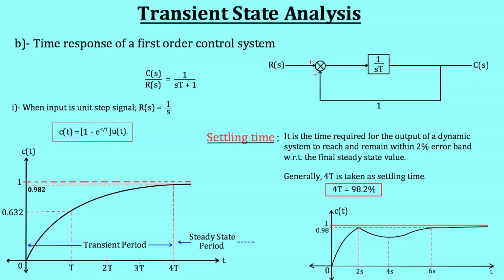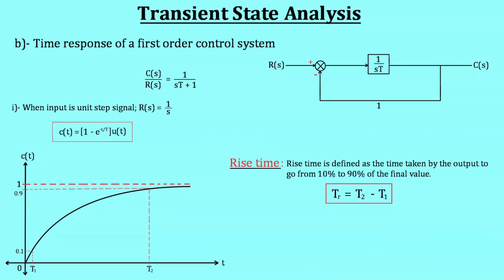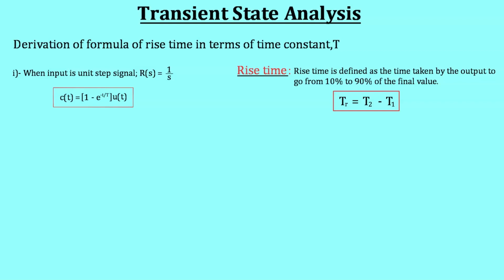Now let us see the next parameter, which is the rise time. The rise time is defined as the time taken by the output to go from 10% to 90% of the final value. The rough diagram is shown on the screen, where we are actually supposed to find the values of T2 and T1, then only we can calculate the value of rise time. I am going to derive the formula, as it will not only help you in deriving the other formulas, but also it is going to help you a lot in solving numerical problems.